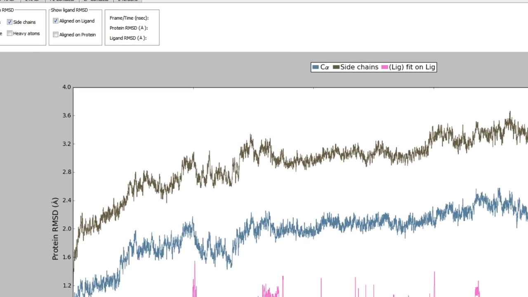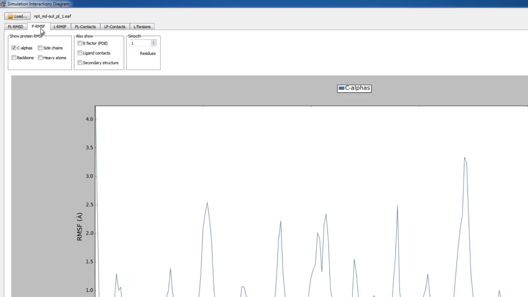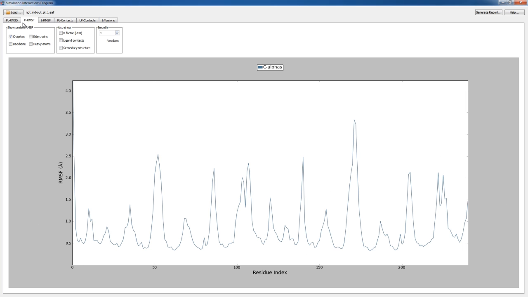Now, the fact that we chose align on ligand means that we effectively are seeing the internal fluctuations within the ligand structure. Here, we have the PRMSF, or protein root mean square fluctuations.